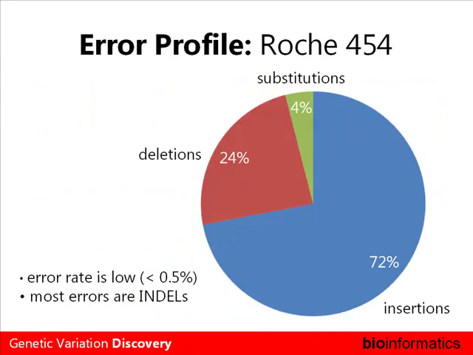If we're looking at 454, we see that the overall error rate is pretty small. It's less than 0.5%. And if you look at it as a chemical reaction, it's technically kind of impossible to get a substitution error, but they do happen because of a number of factors. So what you get is all these homopolymer situations where instead of saying there's two A's in a row, you say there's three or one. So you're more likely to see insertion errors than actual deletion errors in 454.